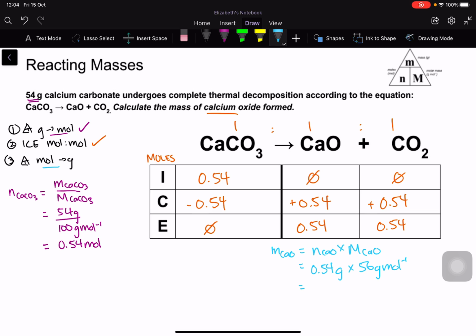And doing the calculation, what we get is 30.24 grams of calcium oxide, and that is our answer.